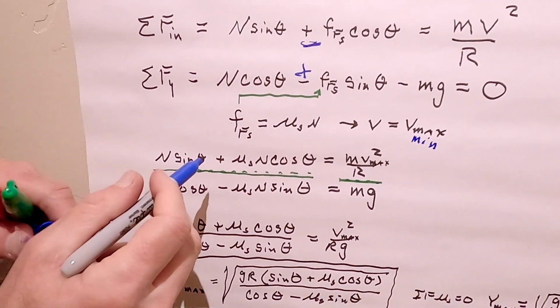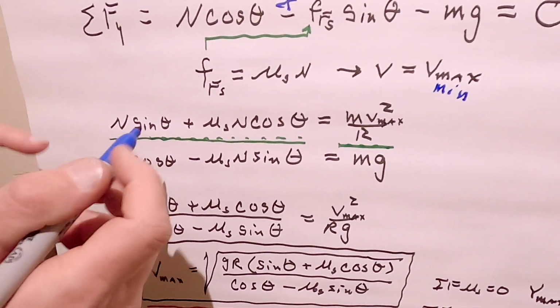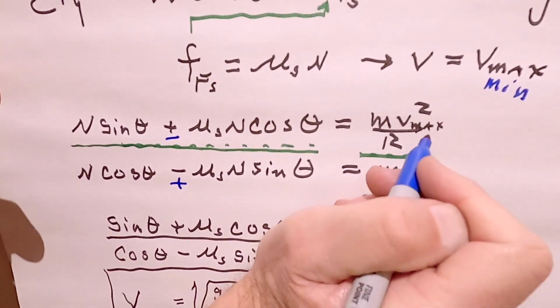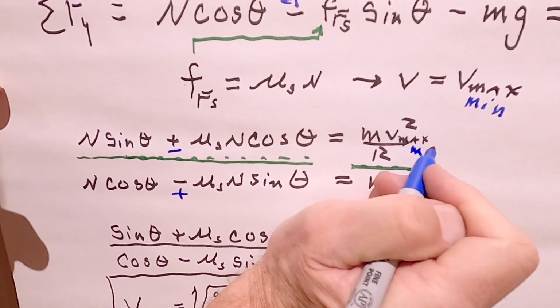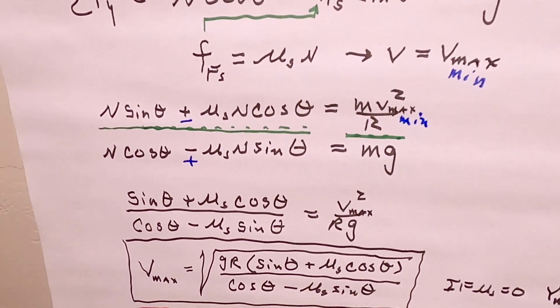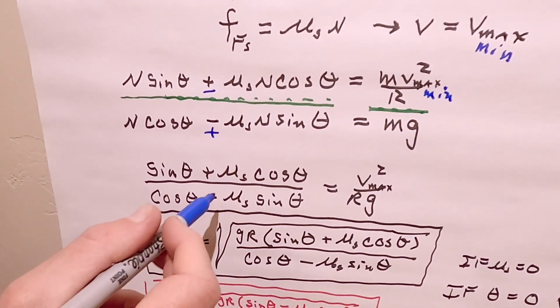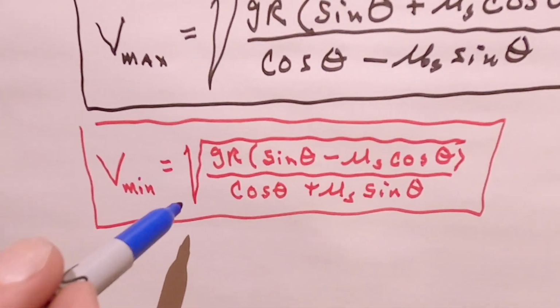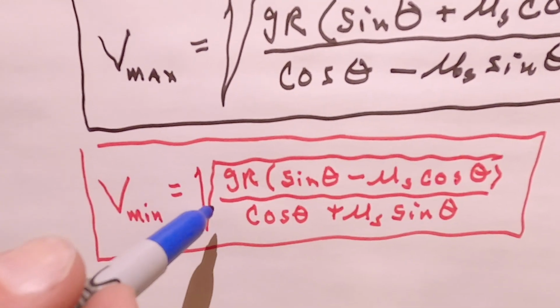Okay, so the only difference is it changes the sign of this, makes this a minus, makes this a plus, and makes that a minimum. Okay, and so again, it changes the sign here, and makes that a minimum, which really, I just wrote down here in red. This is the minimum speed that you can go around.